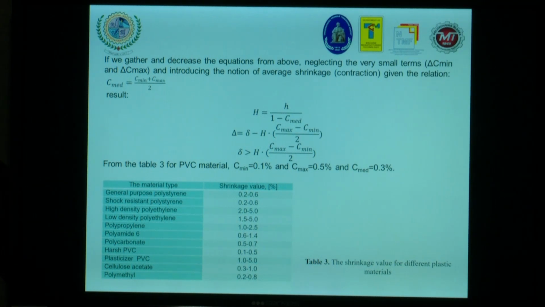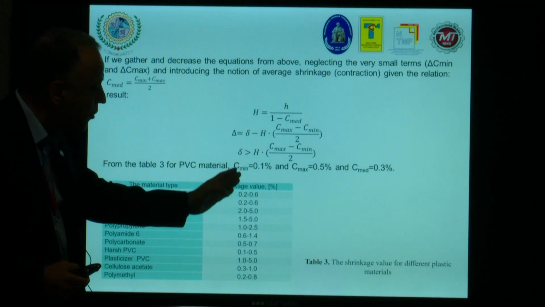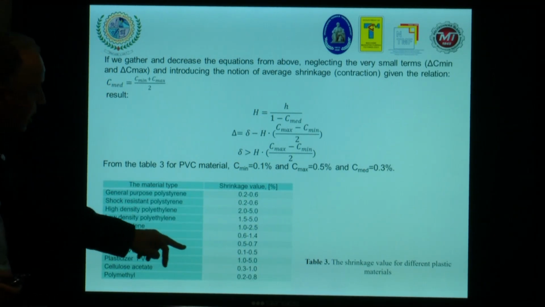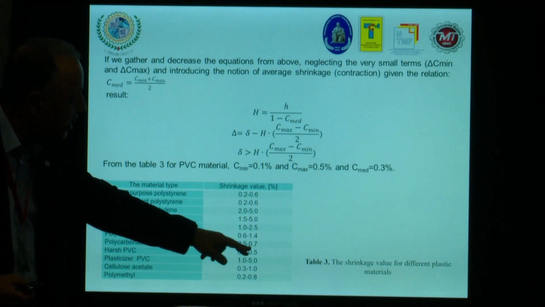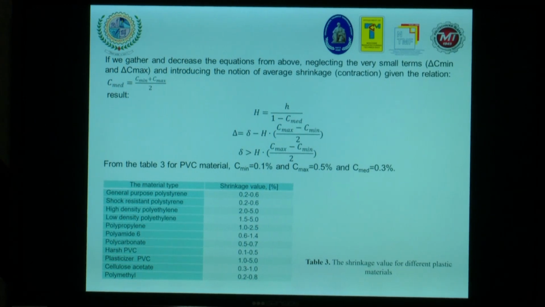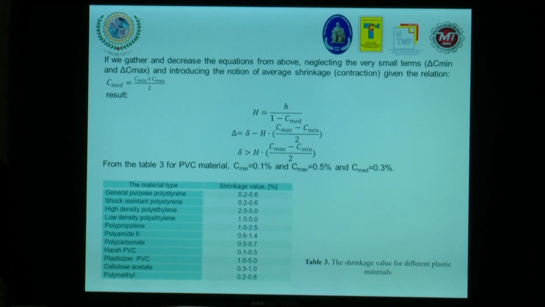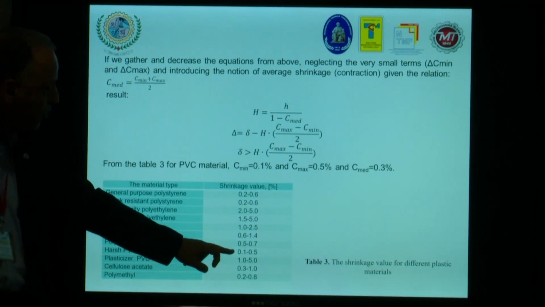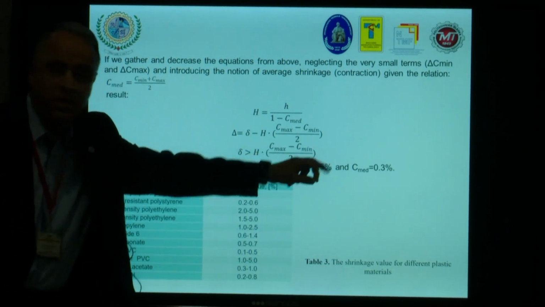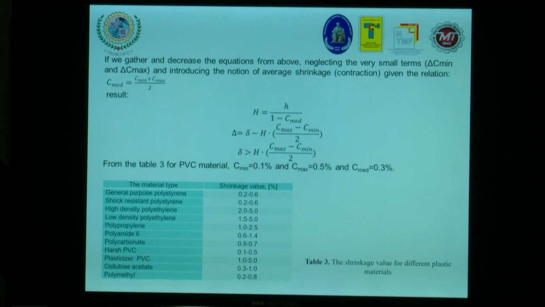So the shrinkage of the material is also important to take into account, and I mentioned that we use rigid PVC. You can see here the shrinkage value in the case of rigid PVC as the material used. So here, should it be C max minus C min, or should it be plus? Yes, we will replace. Of course, you can see in the case of PVC material, C minimum is 0.1, the maximum one is 0.5, and we make the average, 0.3.